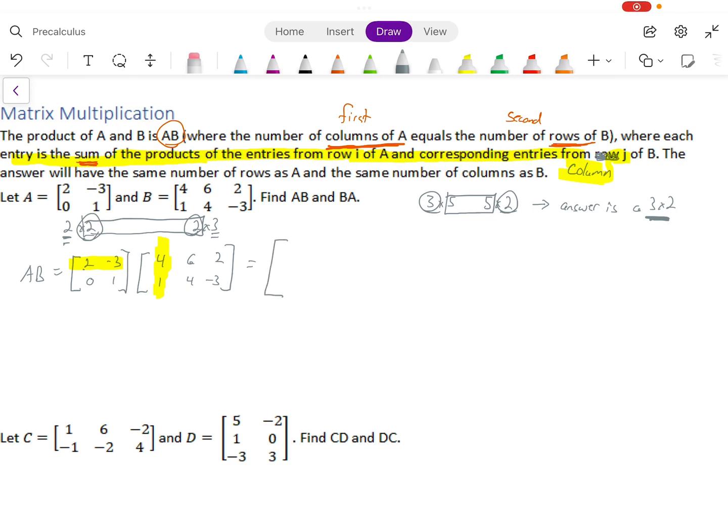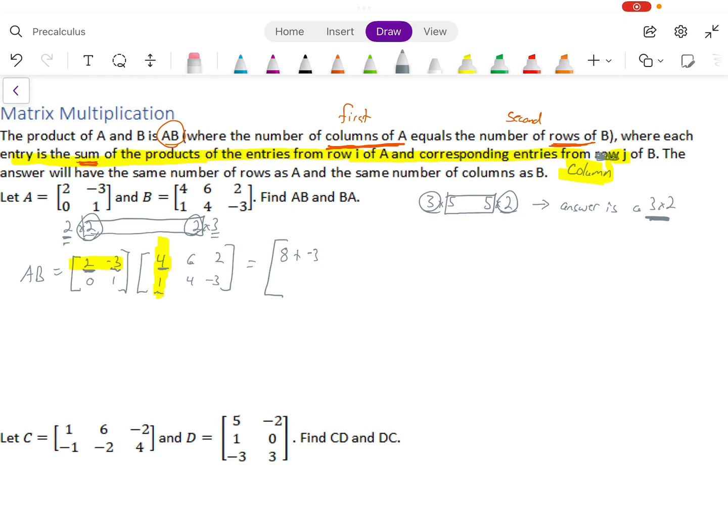This is going to be 2 times 4, which is 8, plus negative 3 times 1, which is negative 3. So we are adding those products.